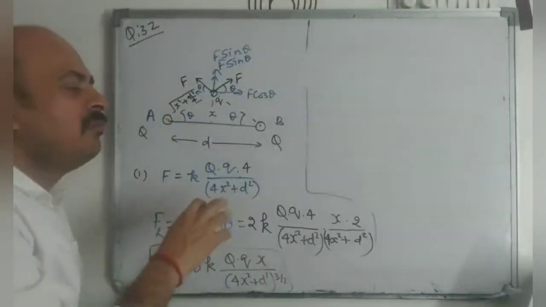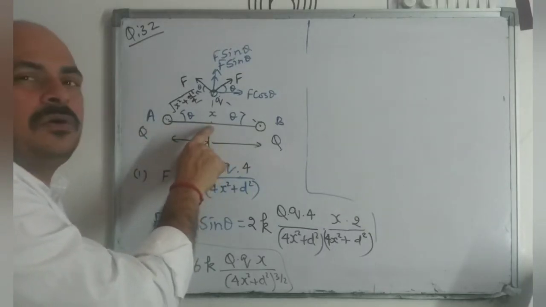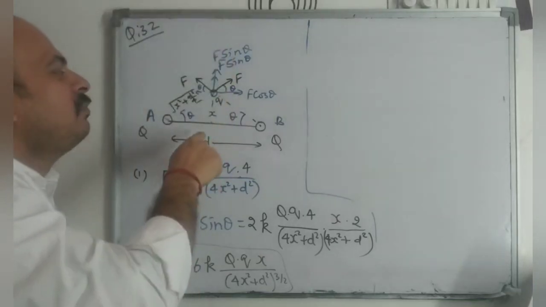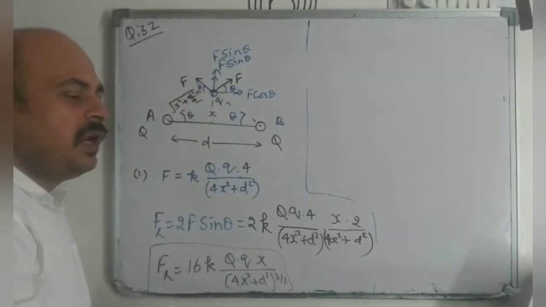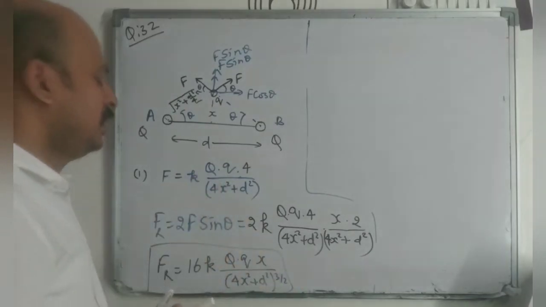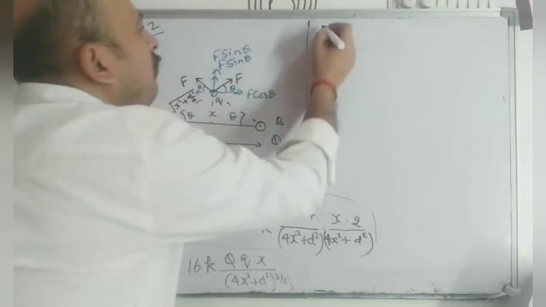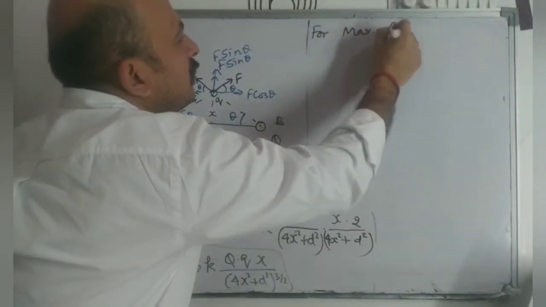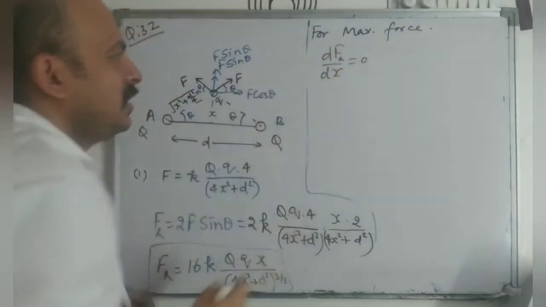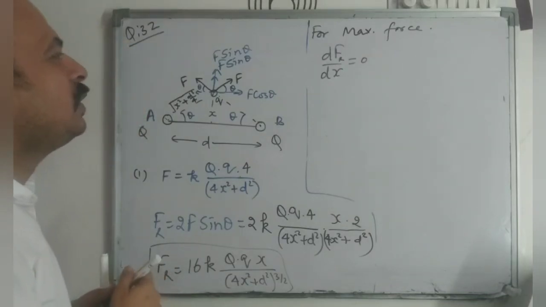Similarly, the same concept can be used for electric field. The electric field due to these two charges will be 0 here, and at infinity it will be 0. But there will be a point in between, from this point to infinity, where the electric field will be maximum. So how to calculate? Let us understand the concept. We know that the force will be equal to this. Now for maximum force, dF by dx should be equal to 0, where F_r is the resultant force.